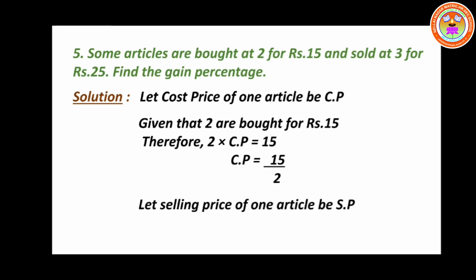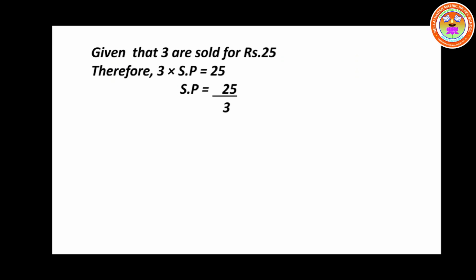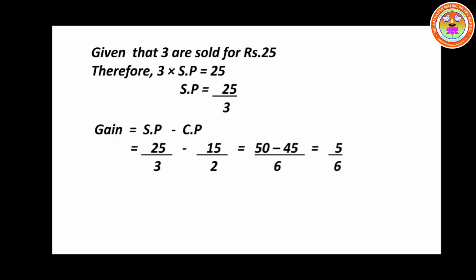Let the selling price of one article be SP. Given that 3 are sold for rupees 25, so 3 into SP equals 25. So SP is equal to 25 divided by 3. So, what is the gain actually? Gain equals SP minus CP. So, 25 by 3 minus 15 divided by 2. Now, take LCM 6. 3 twos are 6. Just cross multiply: 25 into 2, 50. 15 into 3, 45. So, 50 minus 45, 5 divided by 6.